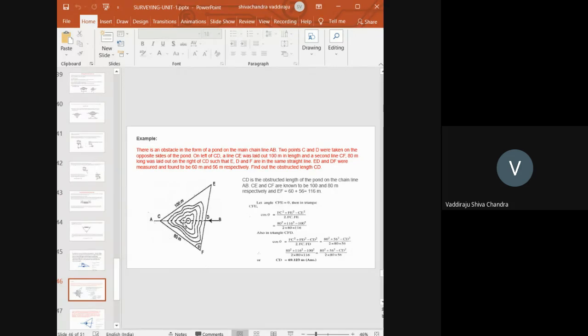Now again consider another triangle CDF. This angle is not going to change, right? Because these two lines are intact, this angle is not going to change. From triangle CDF, cos theta is again equal to 80 square plus 56 square minus CD square, which is unknown to me, divided by 2 times 80 multiplied by 56. But both cos theta values are equal. So if you equate those two, you'll get the value of the unknown CD. CD is equal to 69.123 meters. So like this, you need to solve your problems.